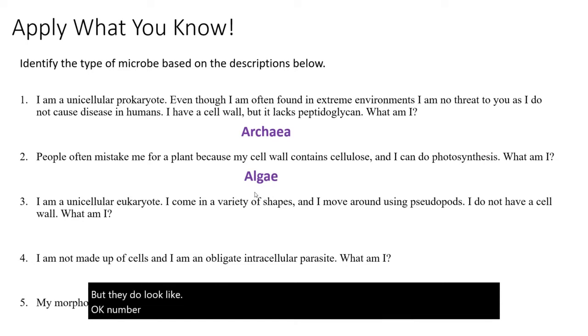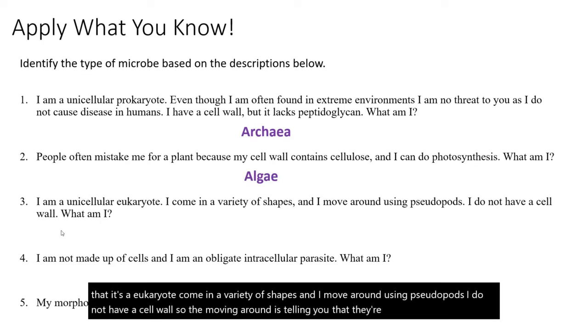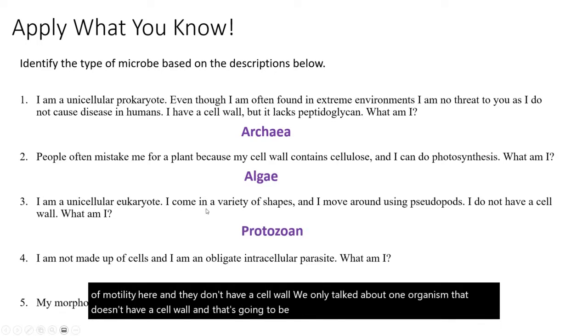Number three, I am a unicellular eukaryote. So we can rule out bacteria and archaea based on the fact that it's a eukaryote. I come in a variety of shapes and I move around using pseudopods. I do not have a cell wall. So the moving around is telling you that they're very motile. There's a lot of motility here. They don't have a cell wall. Well, we only talked about one organism that doesn't have a cell wall, and that's going to be our protozoans.